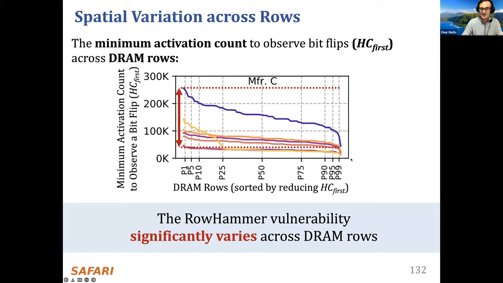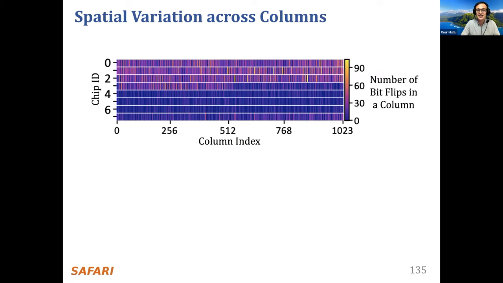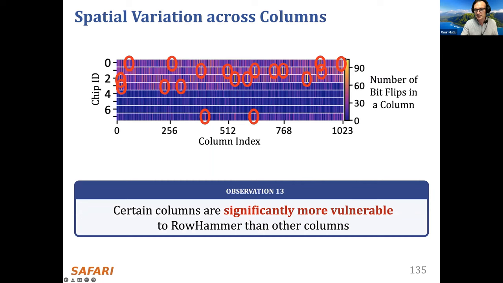And okay, there are different ways of looking at the data. Basically, the takeaway is that a small fraction of DRAM rows are significantly more vulnerable to RowHammer than the vast majority of rows. This is true for columns as well. Basically, you can see the number of bit flips in a column, the column index, and the chip ID over here. Certain columns are a lot more vulnerable. These yellow ones are a lot more vulnerable over here because you get a lot more bit flips in the column.